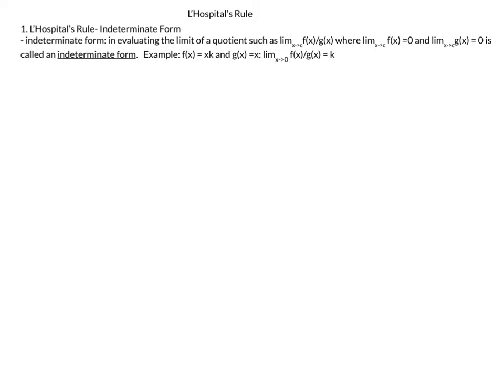An example of an indeterminate form is f of x equals x times a constant k, and g of x is equal to x. So the limit as x approaches 0 of f of x over g of x is xk over x, which is equal to k. So depending on which k you have in your f of x, so f of x is equal to 3x, you're going to have a different limit than when f of x is equal to 4x. And in this case, the limit does exist, which is not always the case with indeterminate forms, as we mentioned before.